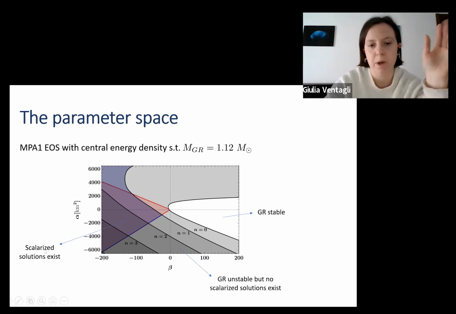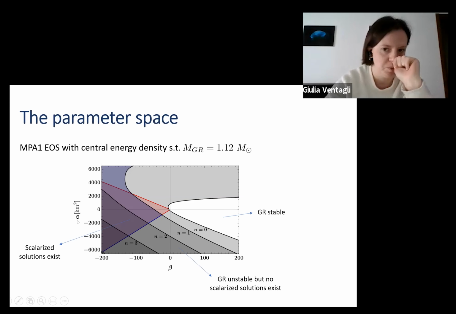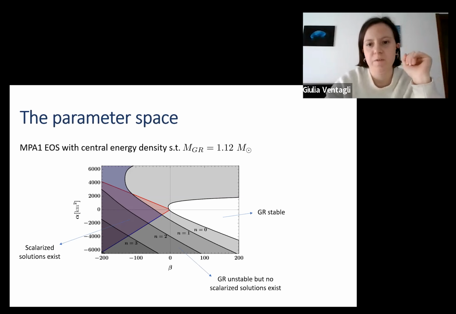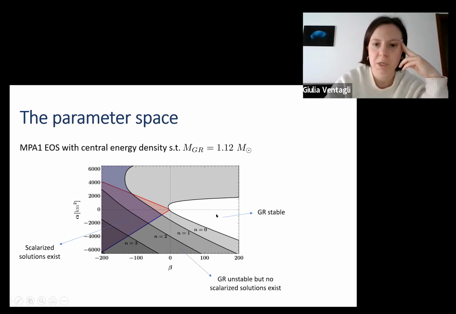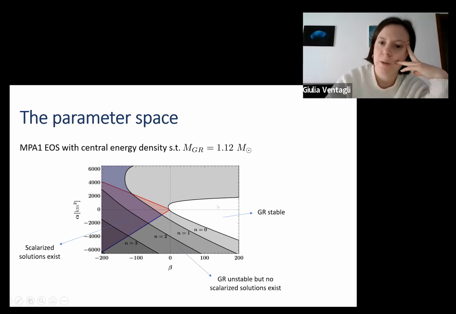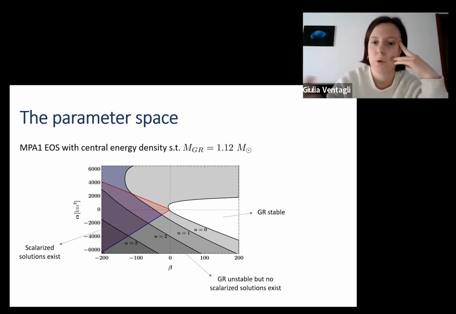Just to remind you, beta is the coupling parameter of the Ricci scalar and alpha is the coupling parameter of the Gauss-Bonnet. Let me explain briefly what this plot is showing. This white region is the region where the branch of GR solutions is stable, so GR solutions are favored. If we choose a point in the parameter space here, we will just receive GR. This first black line is the threshold for spontaneous scalarization. When we cross this threshold, what we have at a linear level is a tachyonic instability, so our system is affected by instability.